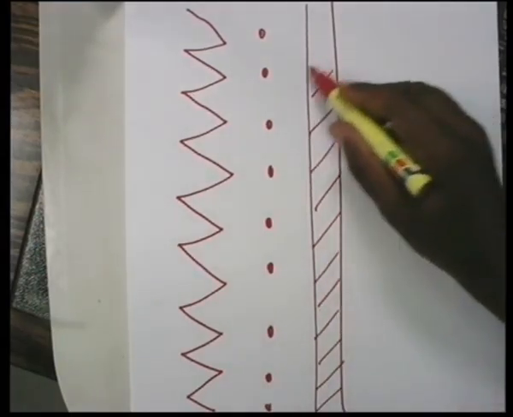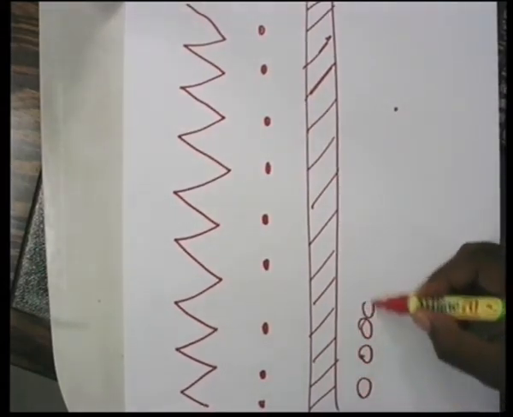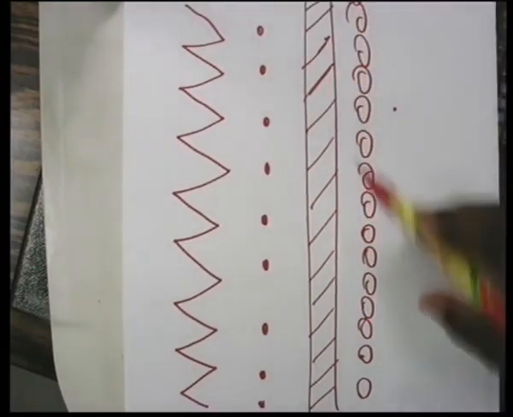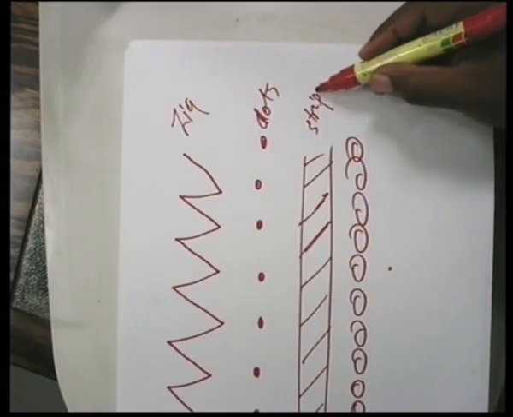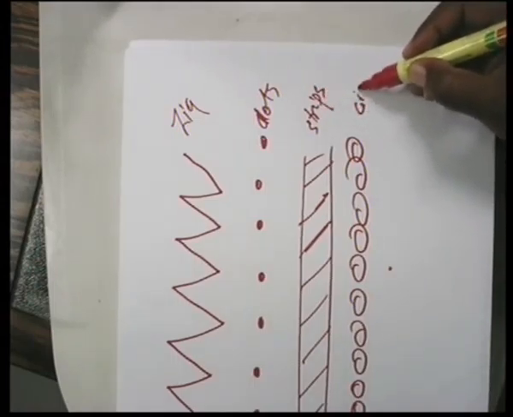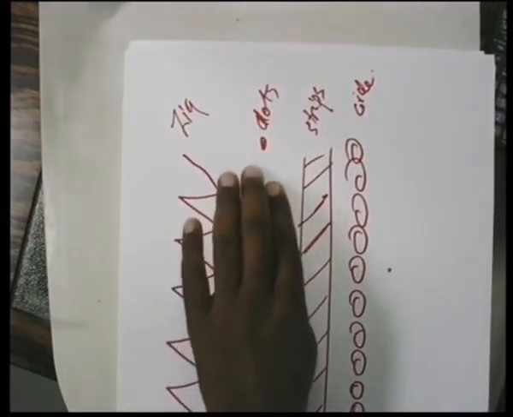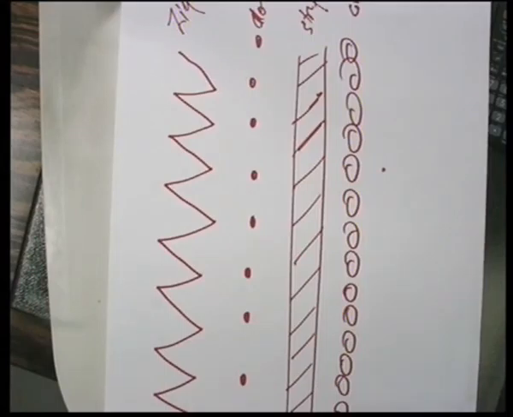So this is also a different pattern. You need to teach the learners to see that this pattern is different from the other one. Or you have another pattern where you have just round circles like this. Those are different patterns when you look at them. So this one is a zigzag, this one is dots, this one is stripes, and this one is circles. The learners must see that this pattern is different from the dots, different from the stripes, and different from the circles. That is very, very critical.